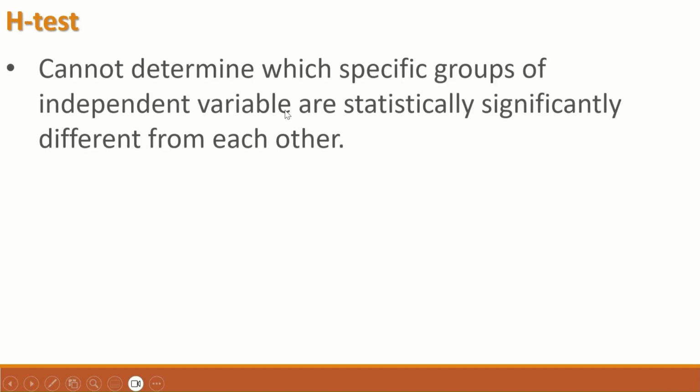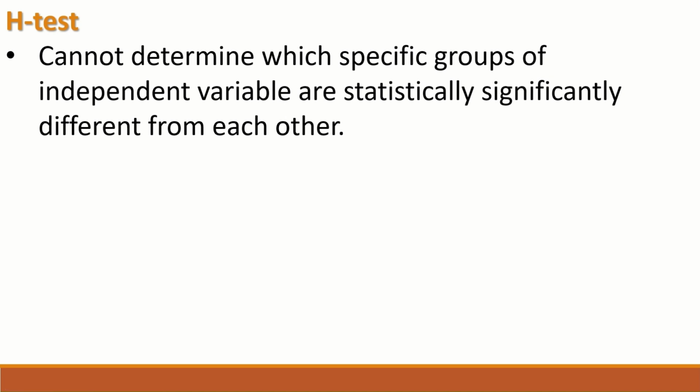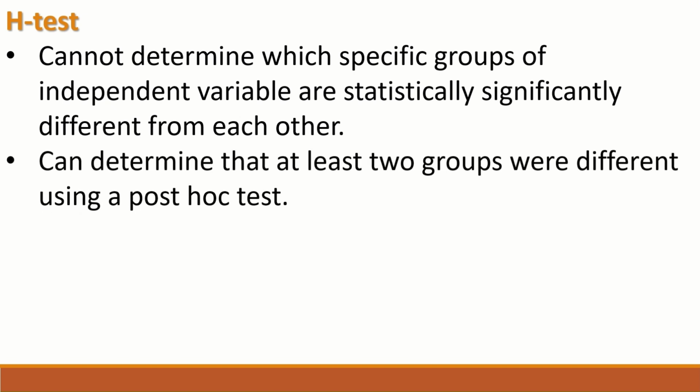The H test can't determine which specific group or groups of the independent variable are statistically significantly different from each other. So it can't tell which two or three or four or more groups are different. It will only determine whether there is a significant difference between multiple groups, without specifying which groups are different. So it can determine that at least two groups were different. To determine which groups are statistically different, a post-hoc test can be used.